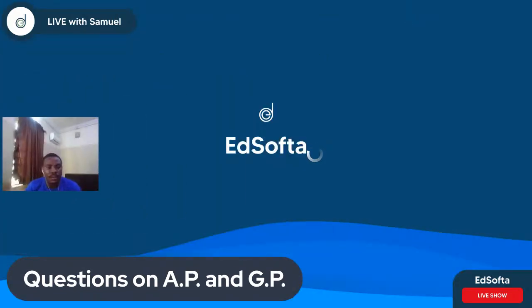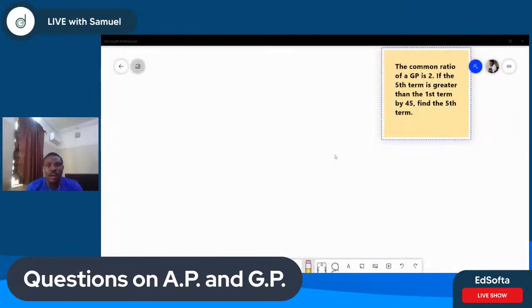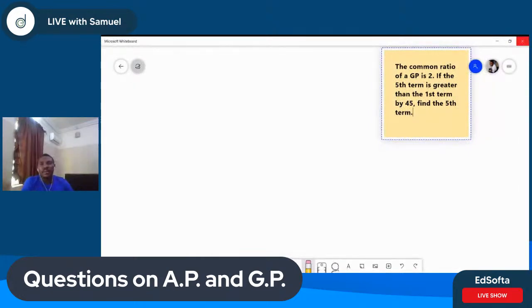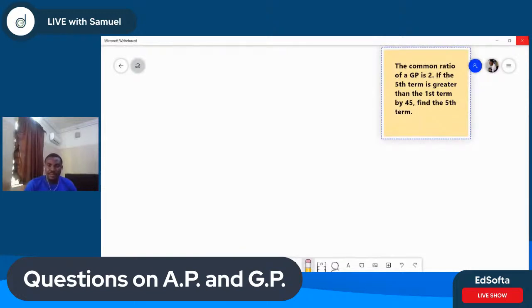So this is our second question. And the second question says that the common ratio of a GP is 2 if the fifth term is greater than the first term by 45. Find the fifth term.